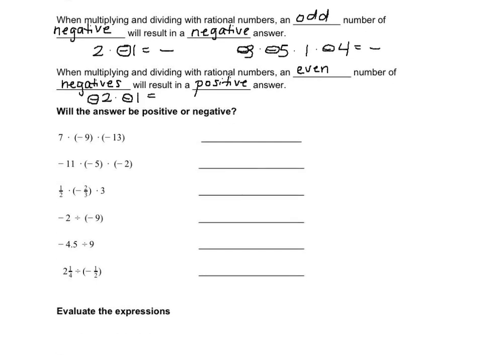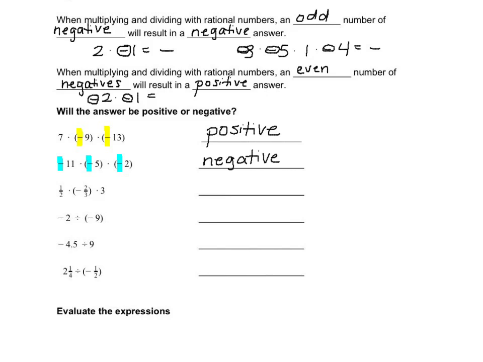So let's get some practice looking at that algorithm, and we're going to determine with these expressions whether the answer will be positive or negative. Looking at this first one, we have 7 times negative 9 times negative 13. Since we have two negatives, our answer is going to be positive, because 2 is an even number. But now let's look at this second one. Here we have negative 11 times negative 15 times negative 2. That's three negative signs, and since 3 is an odd number, the answer to that entire expression is actually going to be negative.